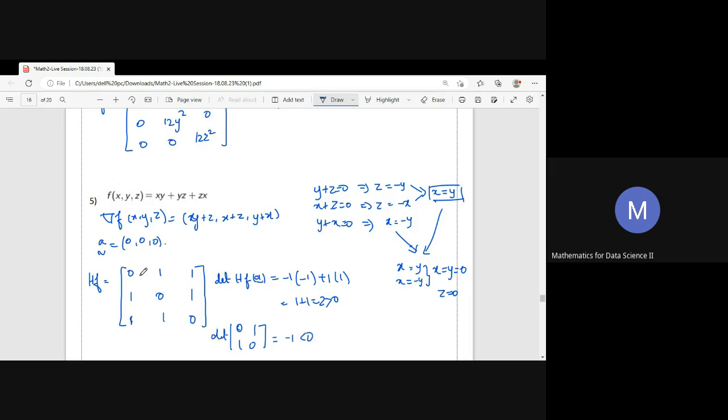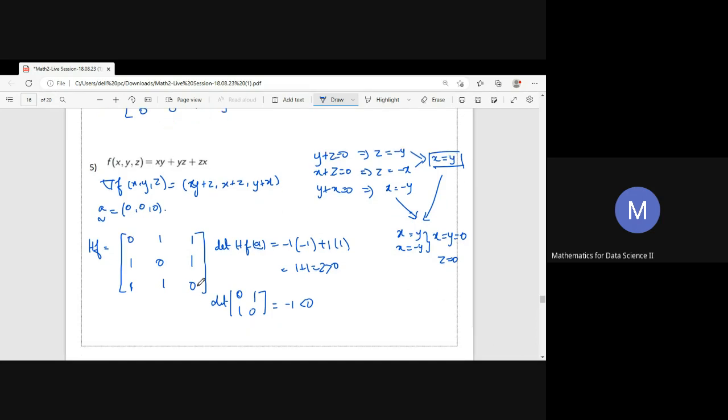And then here, what is the value of the determinant of f_xx of this A tilde? It is 0. So the test is a saddle point, right? Yeah, it is a saddle point.